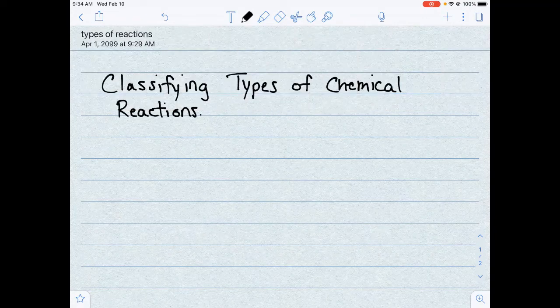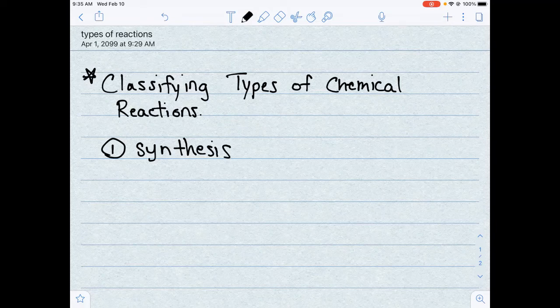Today we're going to be talking about classifying, which means determining what type of chemical reaction you have. So, classifying types of chemical reactions. We're going to go through 5 of them, and we're going to take them one at a time. I'm going to give you a very simple breakdown of that type of reaction, and then a couple of examples of each type. Okay, the first type is the synthesis reaction.